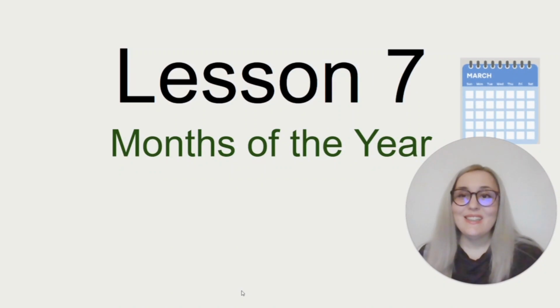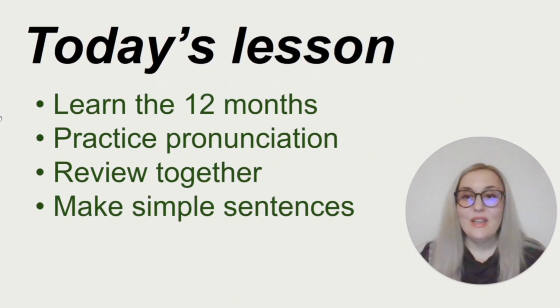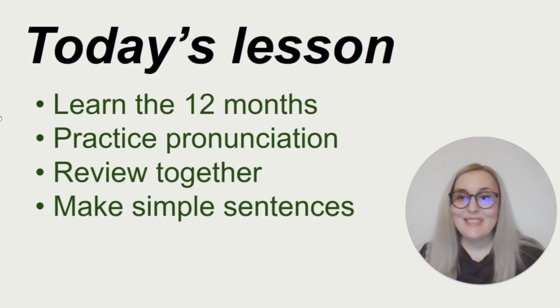In today's lesson, we are going to learn the months of the year in English. There are 12 months in one year. By the end of the lesson, you will be able to say and pronounce all of them. First, we will learn all 12 months. Then, we will practice saying them together. At the end, we will make some simple sentences.